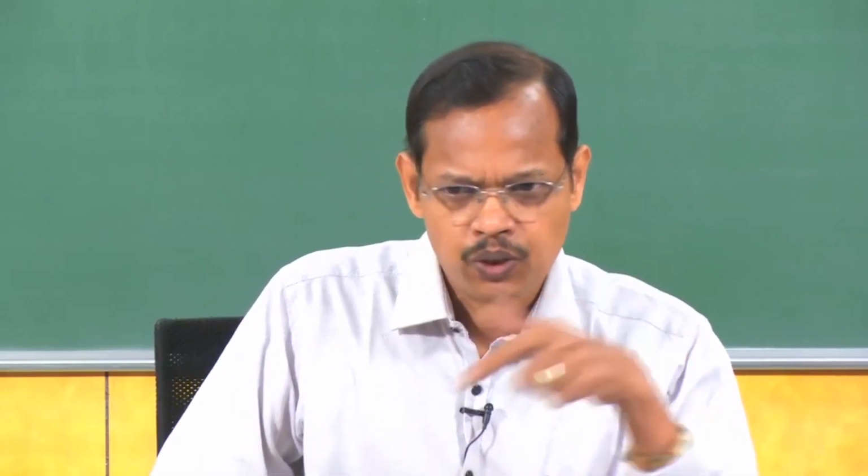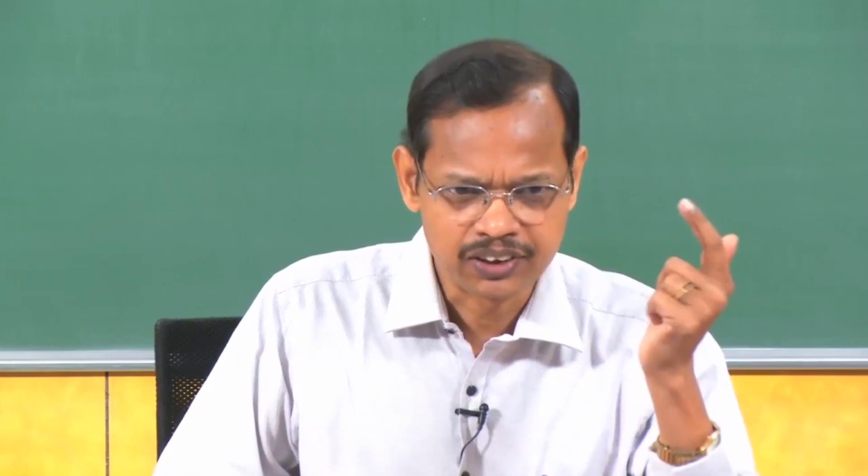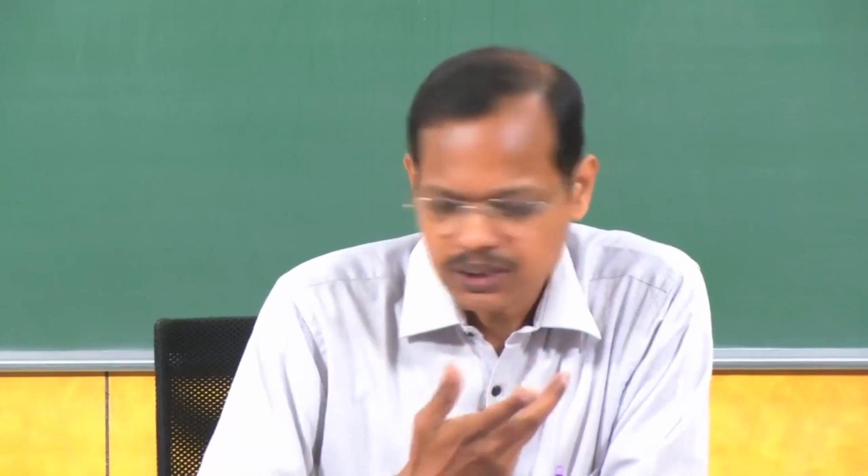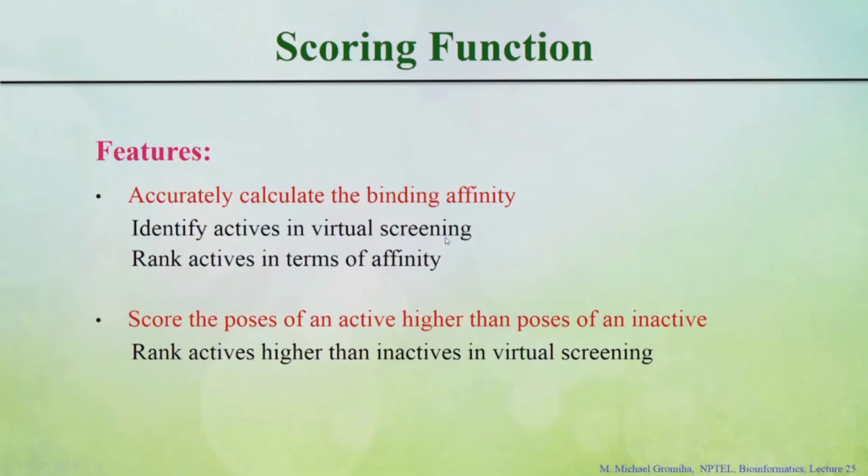Fine. So, this is the one aspect. What are the two major aspects in docking? One is sampling and the other is scoring, the scoring function. What is the meaning of the scoring function? What information can you get from the scoring function? Among different binding poses, which one is the best? The best one. It should accurately calculate the binding affinity.